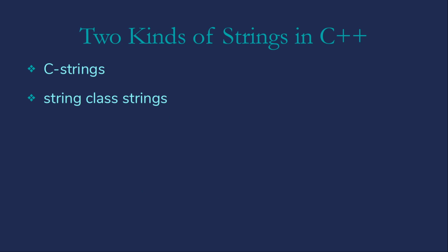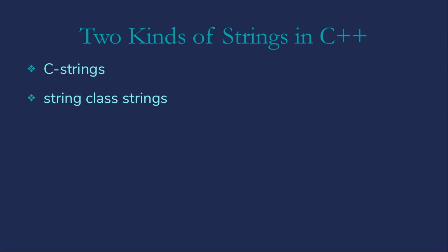In this video, I'm going to talk about strings in C++. There are two kinds of strings in C++. The traditional, or maybe old-fashioned kind, from C, that are often referred to as C strings, and the C++ library string class. In general, you will want to avoid using C strings whenever possible.